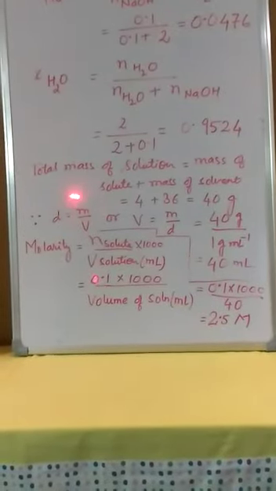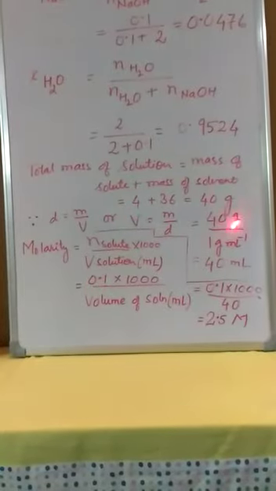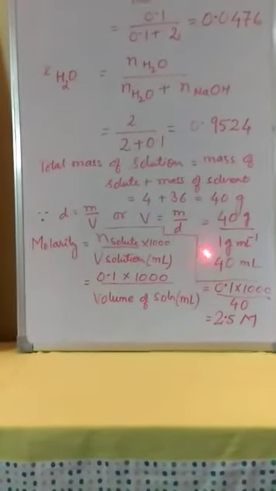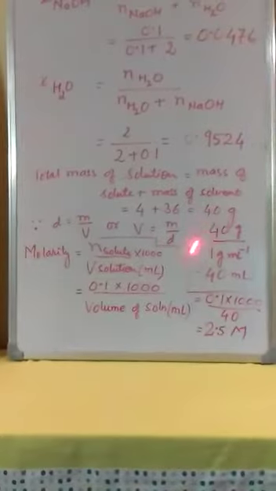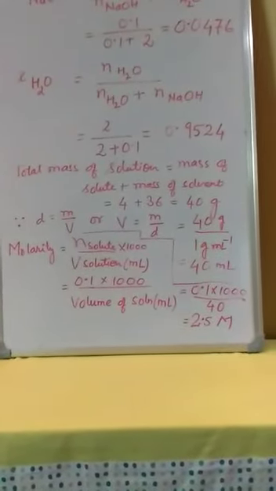I repeat, students, D equals M by V. So V equals M by D. We are keeping the values, 40 gram divided by 1 gram per ml, comes out to be 40 ml, 40 milliliter.